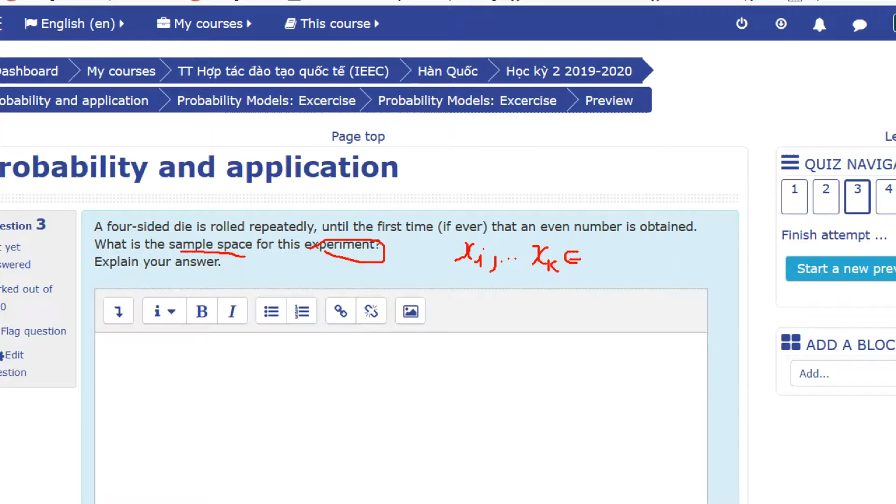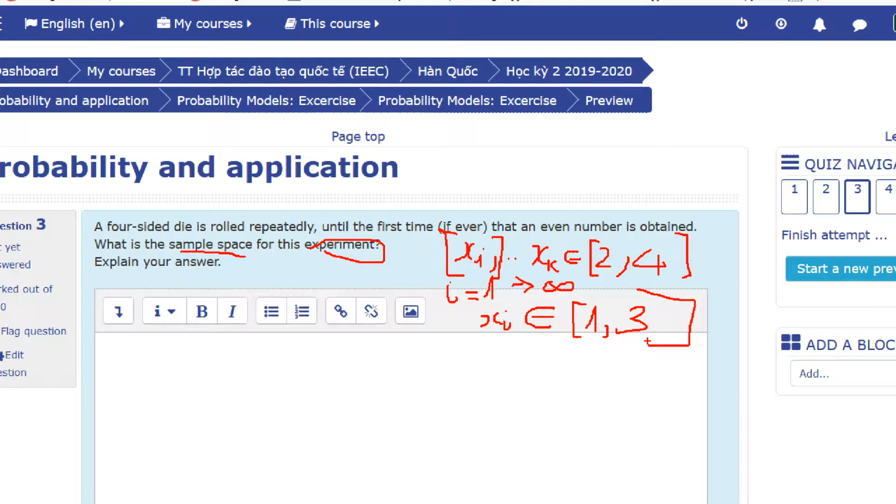It depends on whether the event is 2 or 4, and from xi you have i from 1 to infinity with i being 1 and 3. This is one case for the sample space.